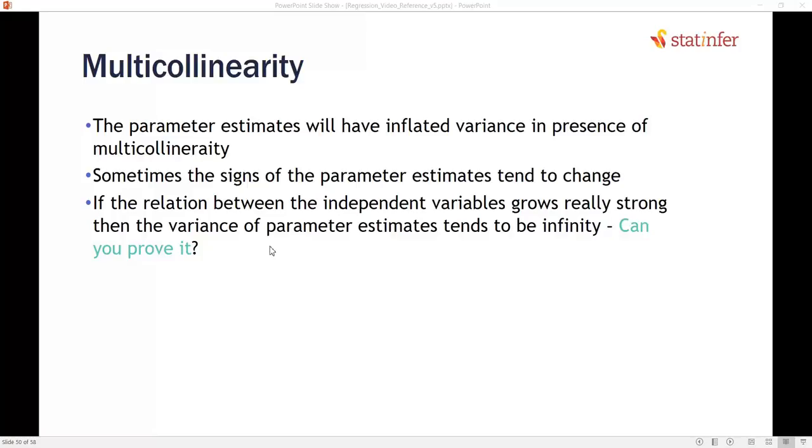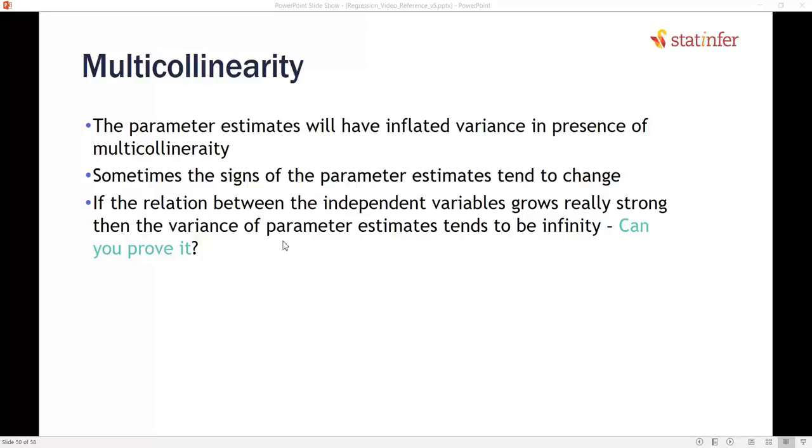In fact, if the interdependency between the independent parameters grows really strong, then the variance of parameters even gets to infinity sometimes. Sometimes even the variance of the parameter, let's say the beta value, can be between minus infinity to plus infinity. It can go to that level. That is the issue with multicollinearity.